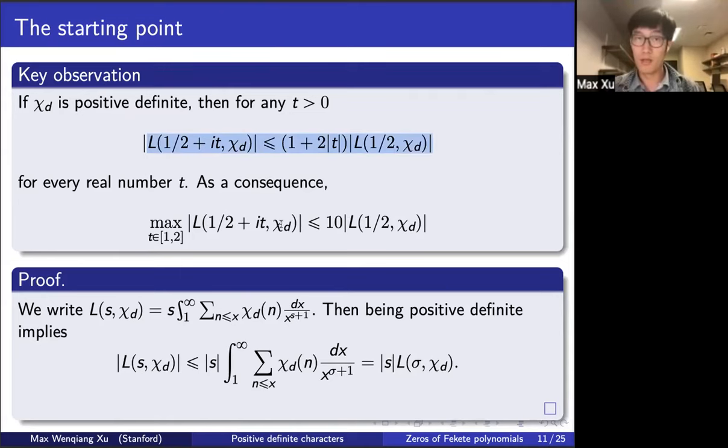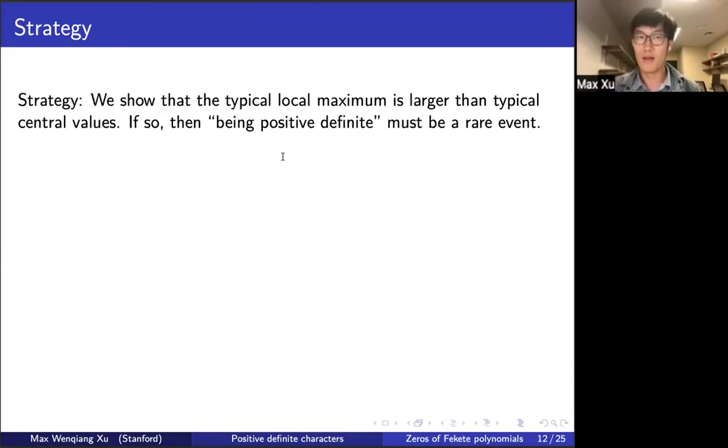Now if chi_d is positive definite, then the local maximum will be smaller than the center value up to some constant. The constant is obviously not important. So we want to find a contradiction of this. We want to show that the typical size of local maxima will be bigger than the center value. If that's true, then being positive definite will be a very rare property. It won't be satisfied for many chi_d. So the strategy is to show that the typical local maximum is larger than typical center values. If so, then being positive definite must be a rare event.